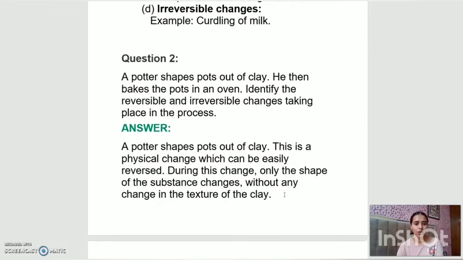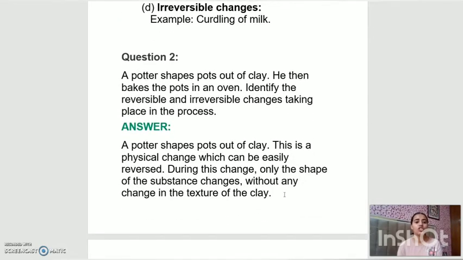Question number 2. What does question 2 say, students? A potter shapes a pot out of clay. You know how pots are made? Potters make pots. He then bakes the pots in an oven. Now you have to identify the reversible and irreversible changes taking place in the process. You have to tell whether the process is reversible or irreversible.